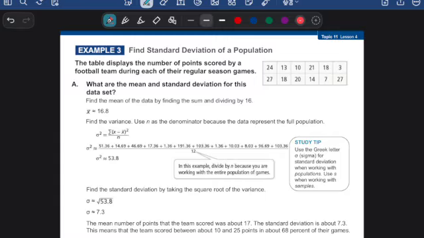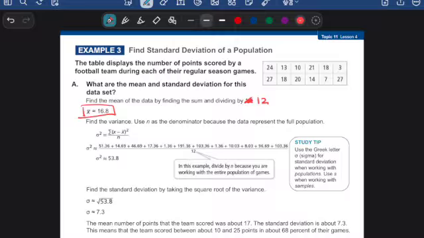Okay, for example 3, what are the mean and standard deviation for this data set? This data set represents the points scored by a football team during their regular season. So how many games do we have? 2, 4, 6, 8, 10, 12. We have 12. This is a typo. It should be dividing by 12. Okay, so finding the mean, we add up the data points and then divide by the number of data points, which is 12, gives us a mean of approximately 16.8.